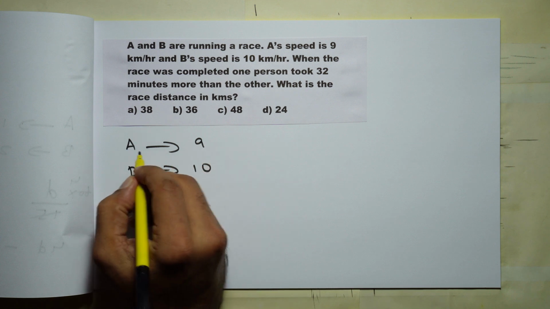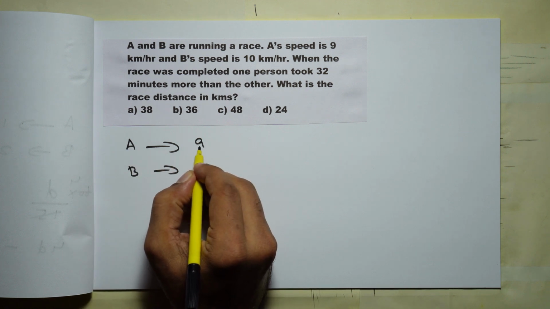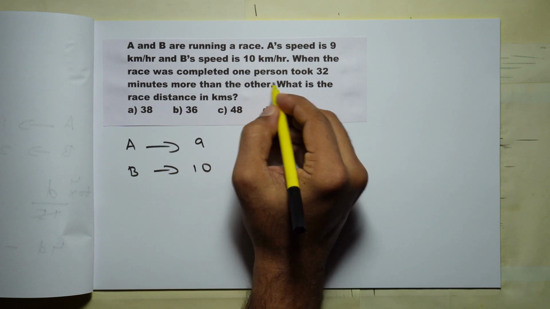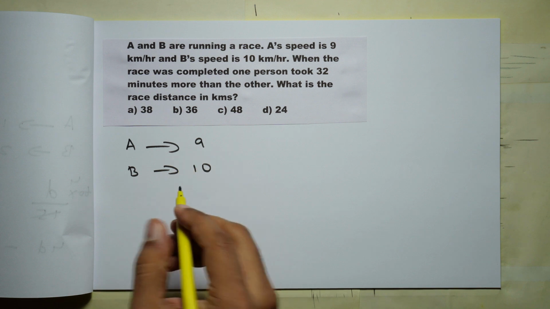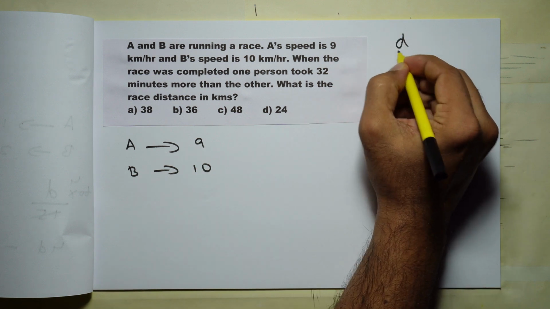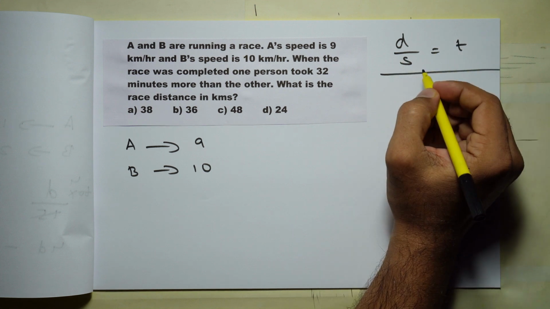So you can see that A is actually slower. A's speed is only 9 kilometers per hour, so A will take more time. One person took 32 minutes more, so that person has to be A. Now you have the basic formula: distance divided by speed gives you time. So we'll just substitute into the formula.